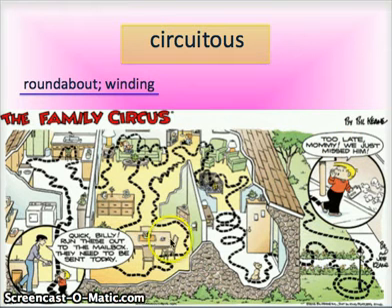Well, maybe if he'd gone straight through, it wouldn't be an issue, right? So, that's an example of a circuitous route, a roundabout or winding way to get there.